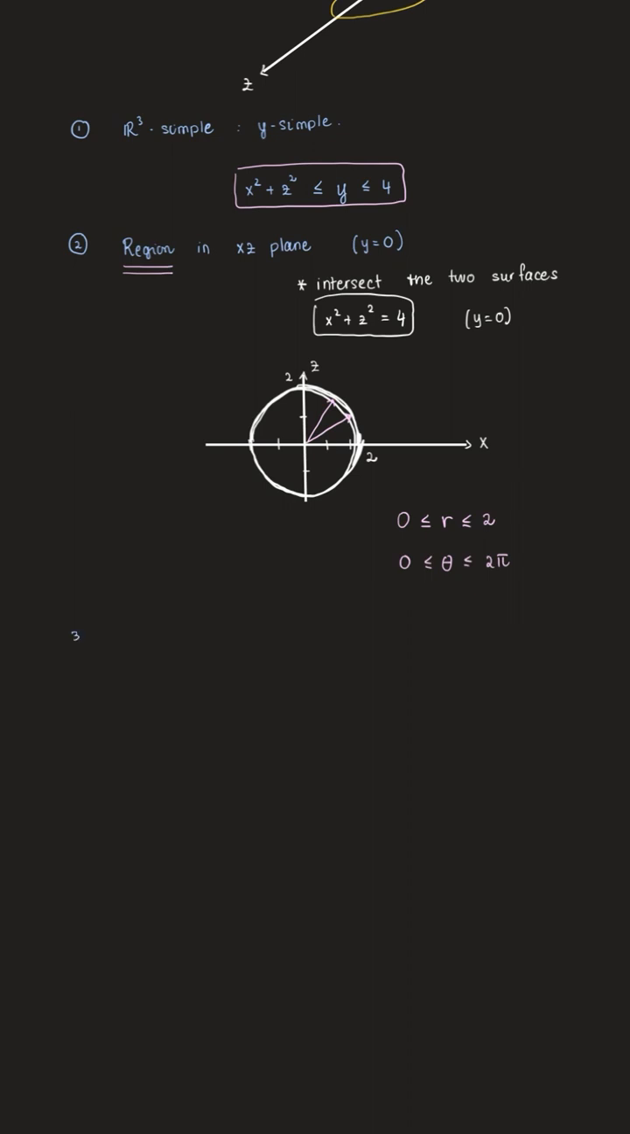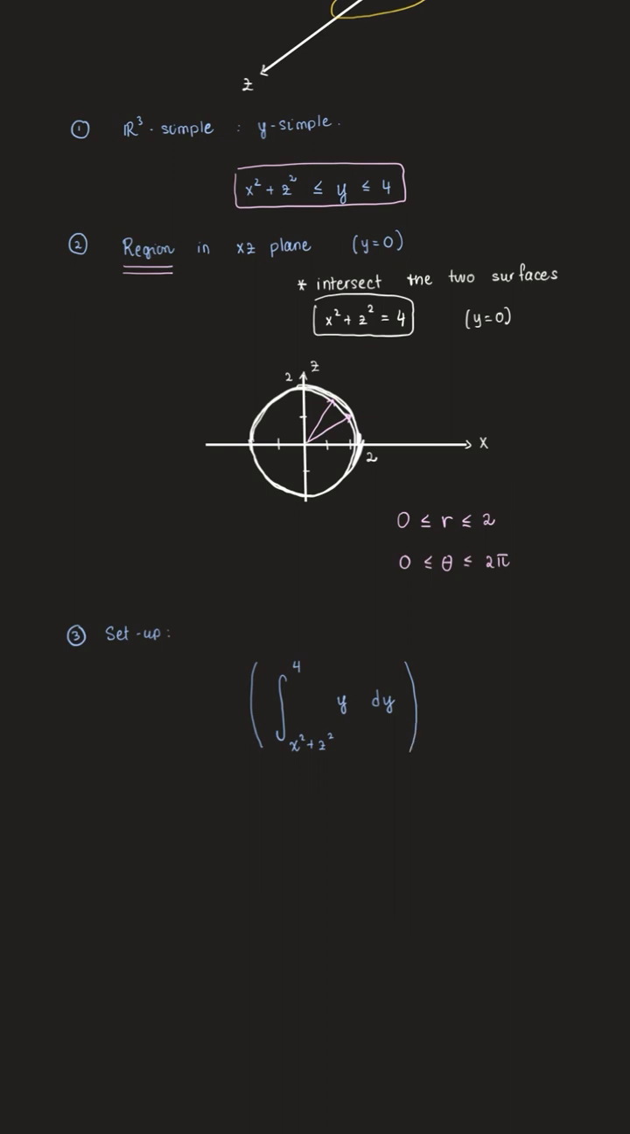So let's see what else we need to do in our setup. Let's go ahead and set up our 3 integrals. We know that our first integral is y simple, and our lower bound is x squared plus z squared, and our upper bound is 4. Our density function was just y, and this is with respect to y. So this is our inner integral with respect to y because we went y simple.